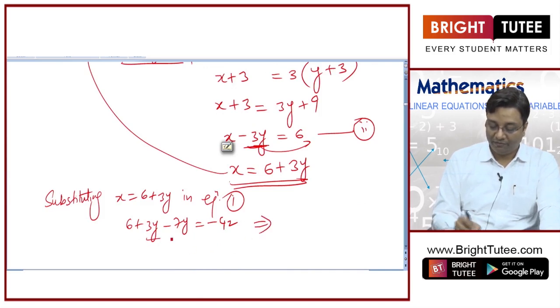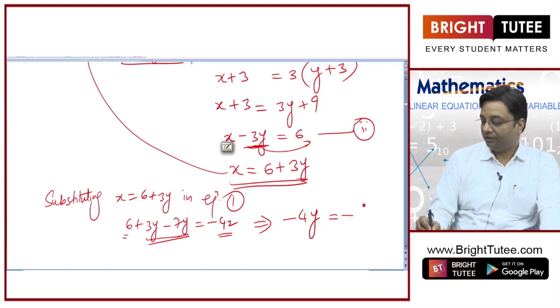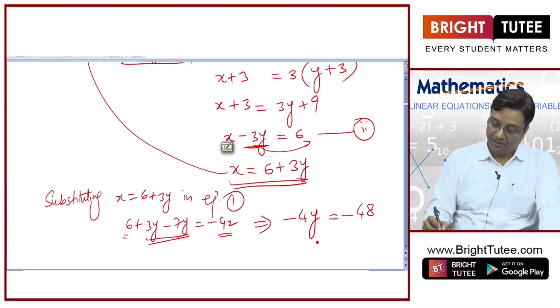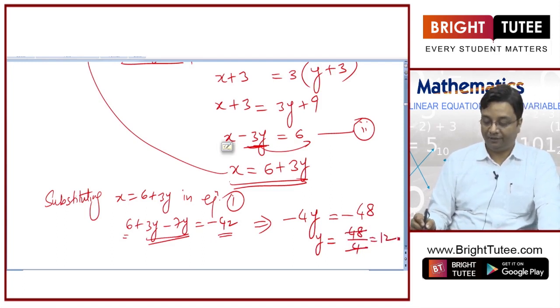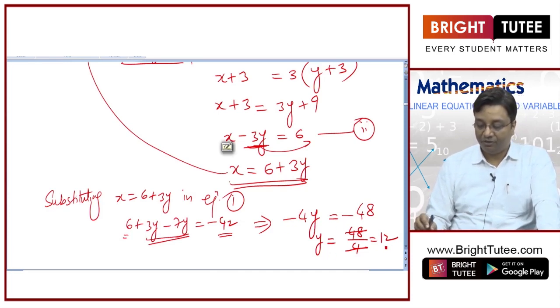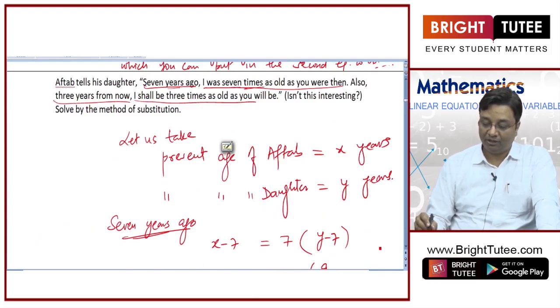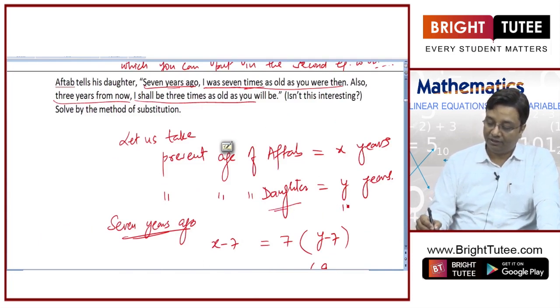So this will give me 3y minus 7y is minus 4y. Minus 42 minus 6 is minus 48. So y is equal to 48 by 4, which is 12 years. Okay, minus sign will get cancelled. So y is equal to 12 years. So the present age of the daughter is 12 years.